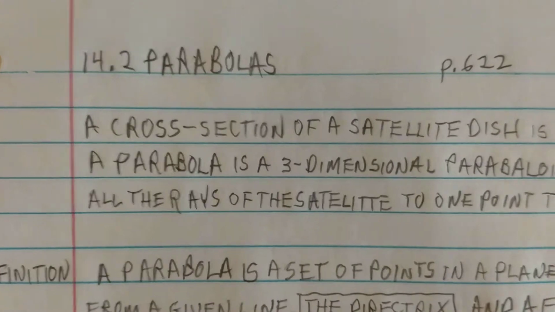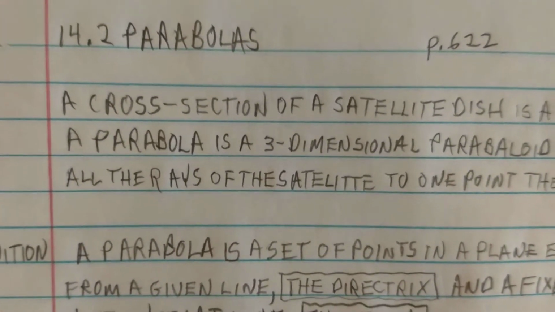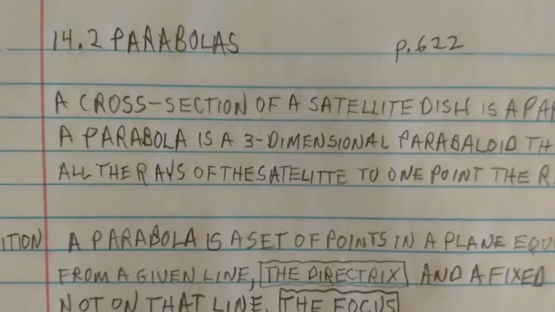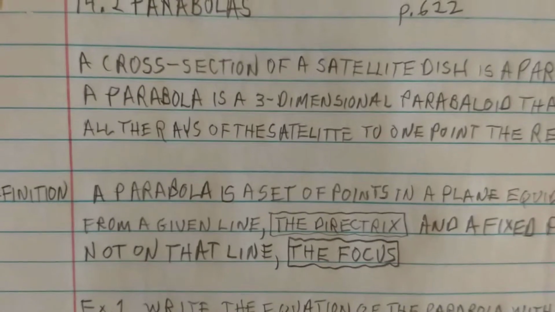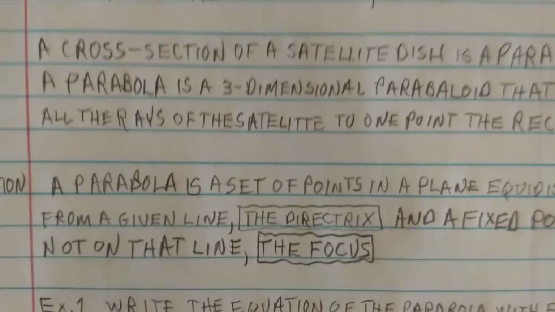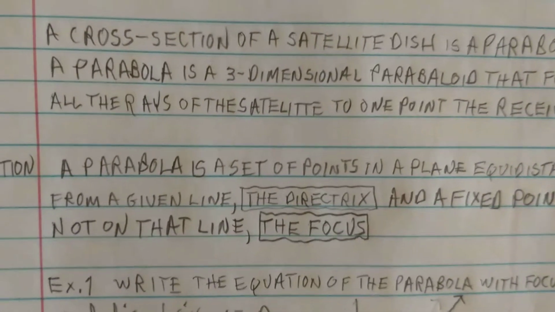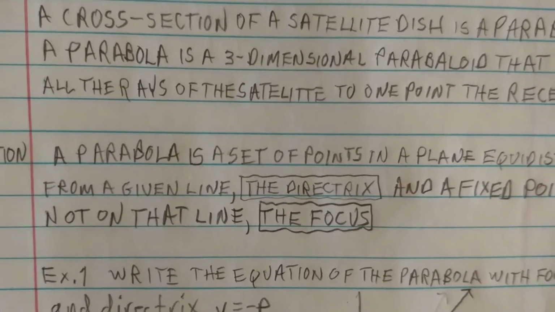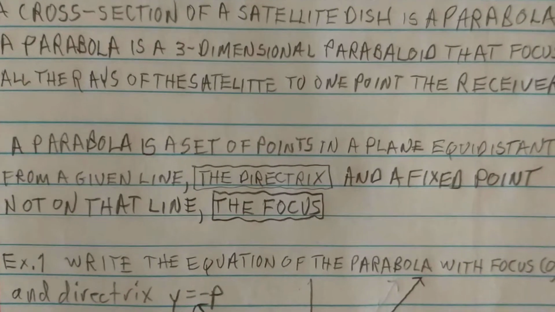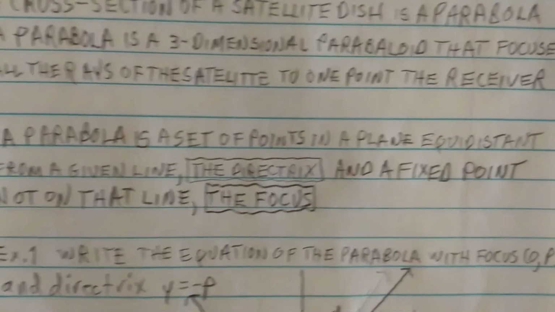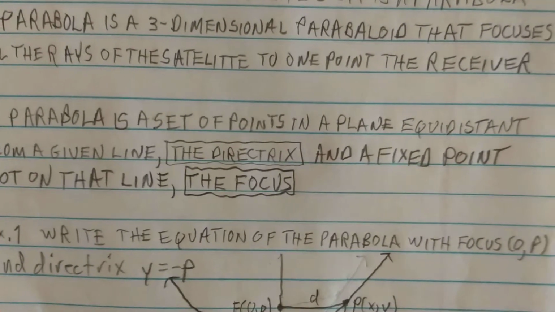That was one of the cross sections we saw yesterday, the cross section of a cone. And this is on page 622. Now, parabolas are familiar to us in daily life because the cross-section of a satellite dish is a parabola. In fact, a parabola is really a three-dimensional paraboloid, the satellite dish, that focuses all the rays of the satellite to one point, the receiver.